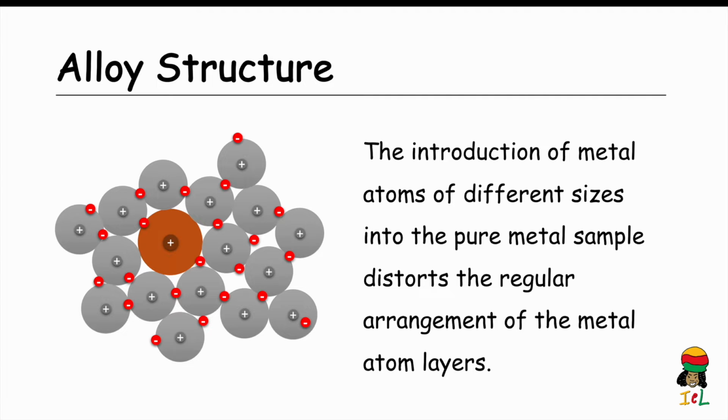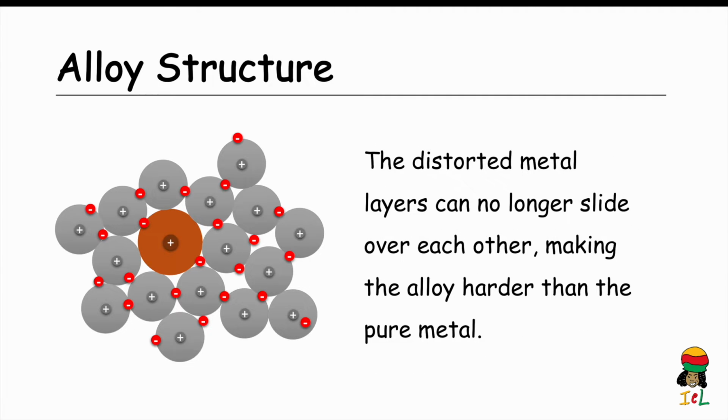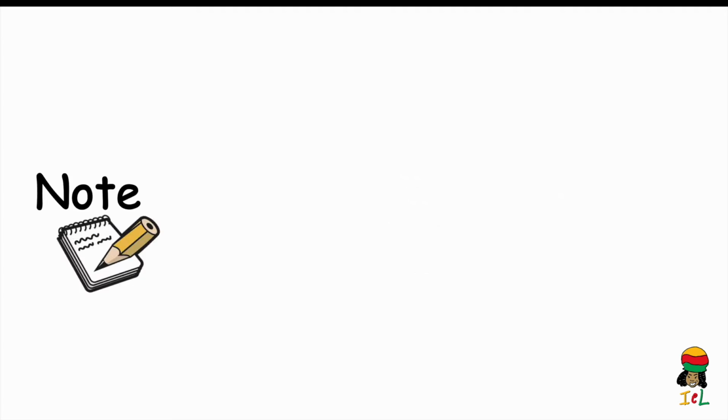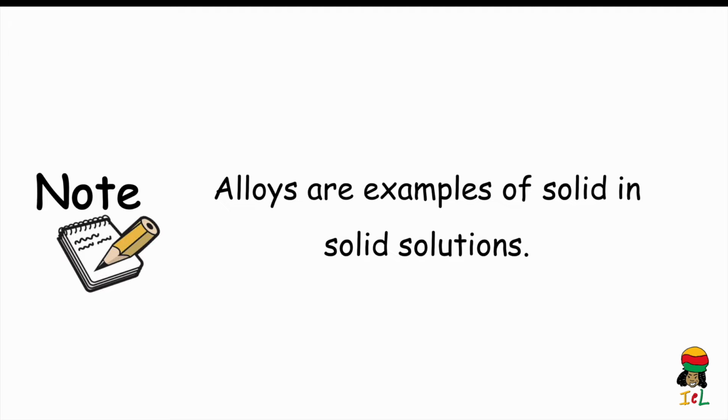As a result, the distorted arrangement of atoms in the alloy structure cannot easily slide over each other, making the alloy harder than the pure metal. So just take note that the alloy is harder than the pure metal because the layers or the atoms cannot slide over each other easily. Recall from the Unit 2 lesson on types of solutions that alloys are examples of solid-in-solid solutions.